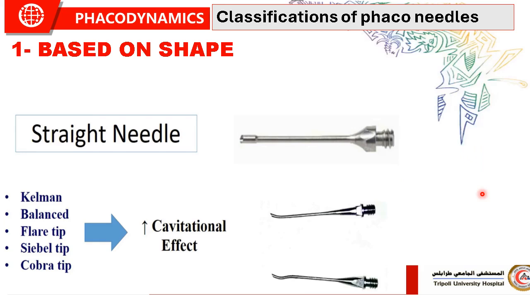wound burn. Now, one of the sources of the heat production in the phaco needle is the tight contact between the silicone sleeve and the phaco needle against a tight wound. So this is one source of the heat production made by the phaco needle. So for each needle, you should use its own phaco sleeve.